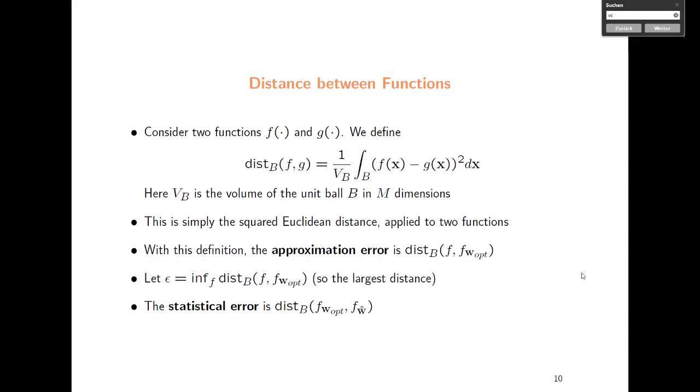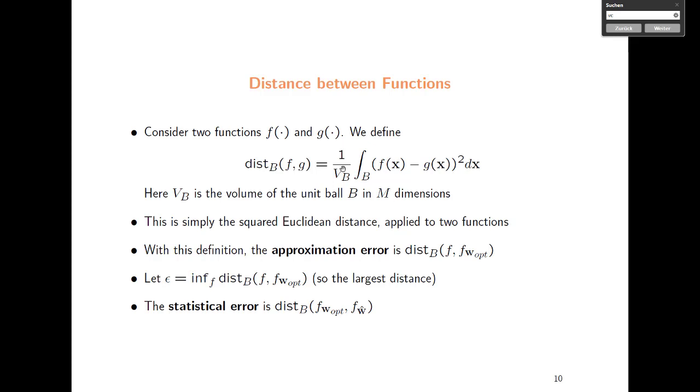So how do we define the distance between functions? Let's consider two functions, f and g. And so what are we doing here? We're taking the difference between the functional values at x, and we take the square of this difference, and then we integrate over all possible x. And since we don't want to deal with infinity, we restrict this distance to a unit ball. So consider a region around 0 with maximum distance from 0. That would be a ball in n dimensions.